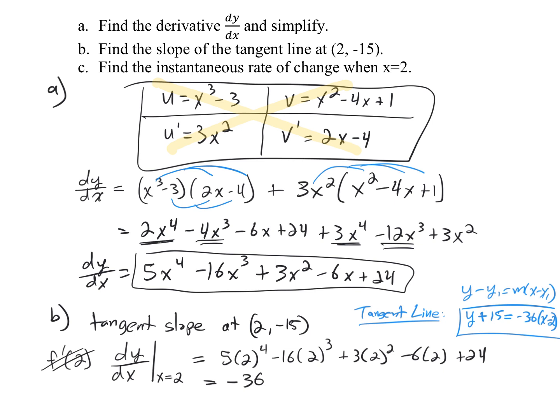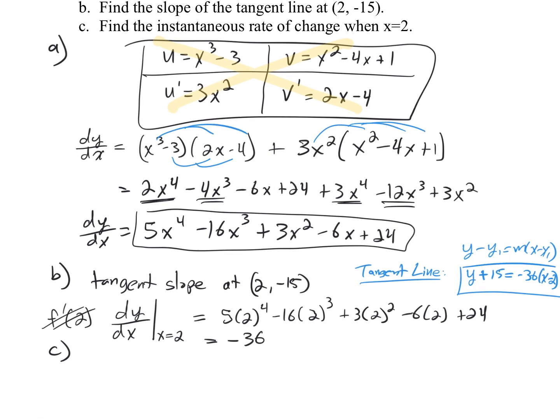Let's go ahead and do part C now. In part C, we want to find the instantaneous rate of change when x is equal to 2. We don't need much more room, because you should realize that instantaneous rate of change is synonymous with derivative. So if you've already computed a derivative, what does a derivative tell you?